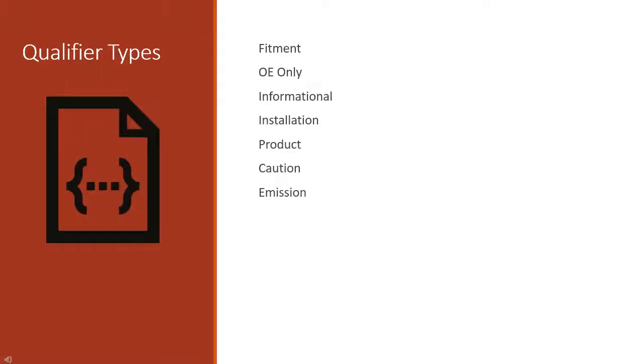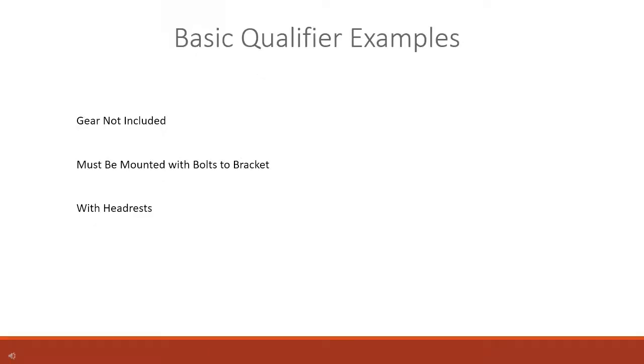Let's take a look at how the QDB is structured. There are 7 different types of qualifiers that can be used. There's fitment, OE only, informational, installation, product, caution, or emission qualifiers available today. Most basic qualifiers simply state something about the part application combination that is unique. For instance, the qualifier may read, gear not included, or must be mounted with bolts to bracket.